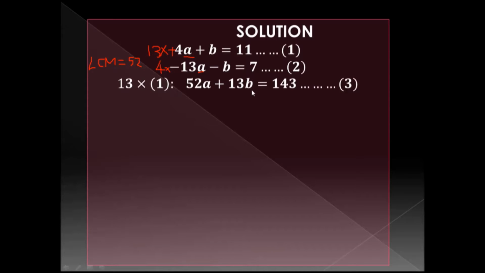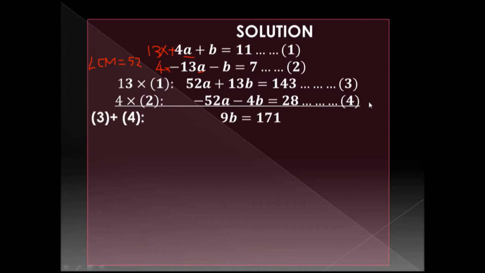So in transforming equation 1, we get equation 3. In transforming equation 2, by multiplying each term thereof by 4, we get equation 4. We add up our like terms. 52a less 52a collapses to 0, hence we've just eliminated a, and after attending to the other cluster of like terms, the equation will collapse to 9b is equal to 171.